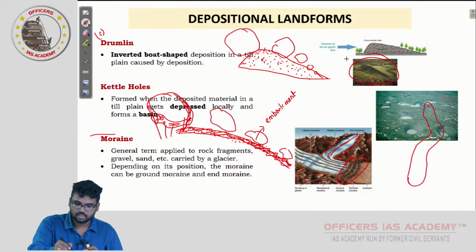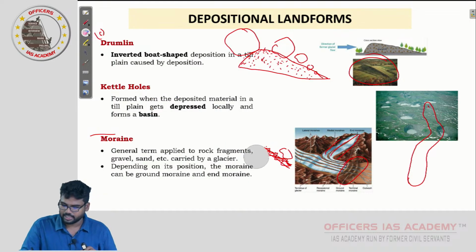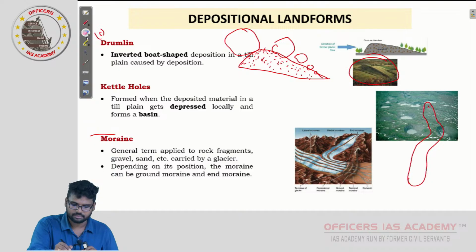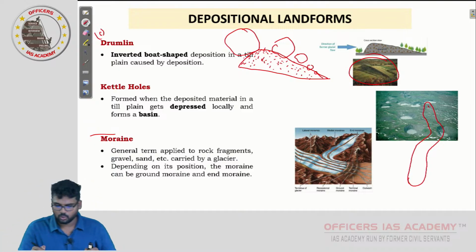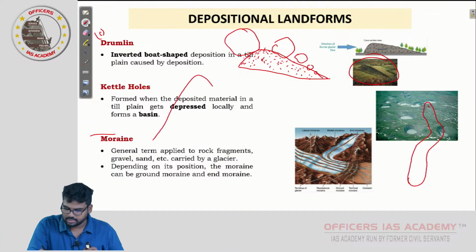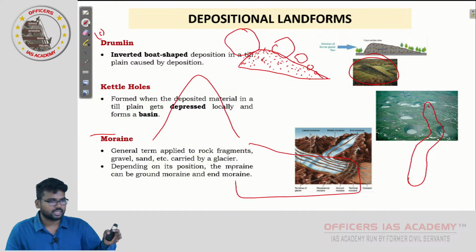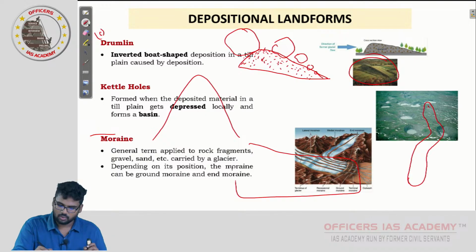Then another landform is the kettle hole, and from here kettle lakes can also be created. So what is a kettle hole? Let's say there is this glacial mountain, and here an outwash plain is created by the glacial activity. Now another glacier is moving from here, and down the slope it has moved and it came here.